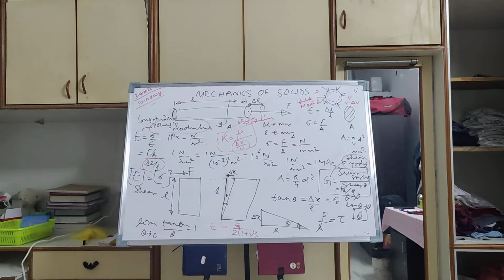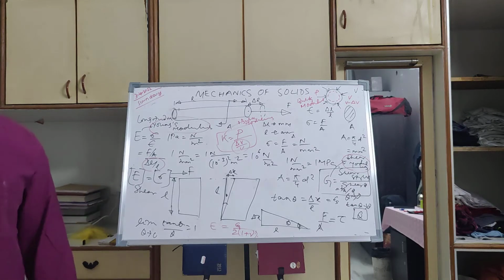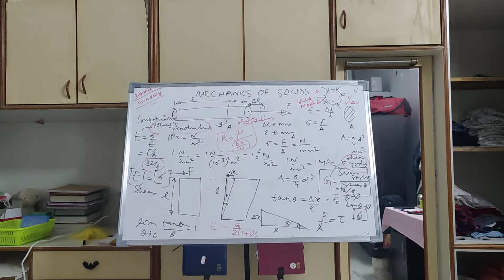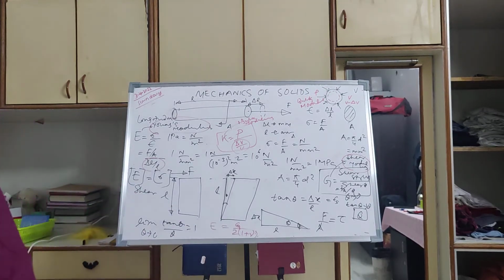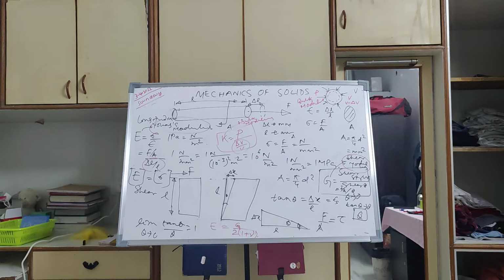You might have studied that Poisson's ratio is nothing but lateral strain divided by longitudinal strain. The typical value of Poisson's ratio for steel is 0.3. So in this case you can see 2 into 1.3, so almost 2.6.